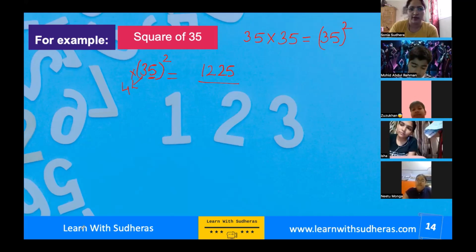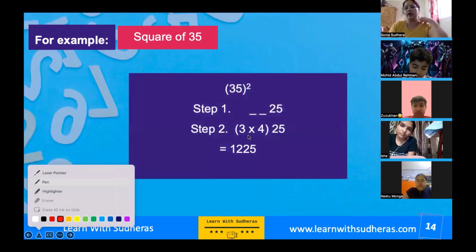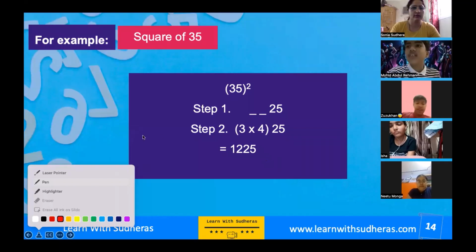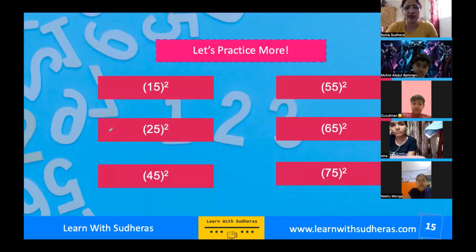Okay, I will explain one more time. For the square of 35, step 1: write 25 at the unit and tens place, then multiply 3 with its successor. The successor of 3 is 4. So we multiply 3 by 4. So the answer is 1225. Fine? If anybody has a doubt, just let me know. Then can you please do these questions for me? I will ask turn by turn.